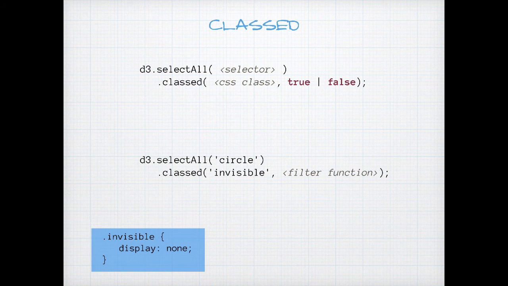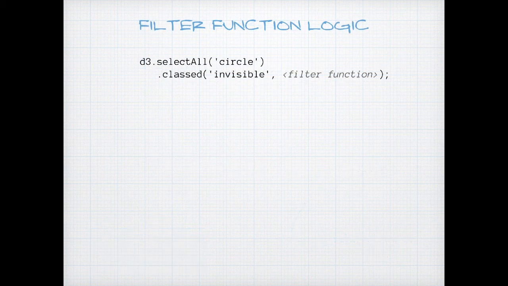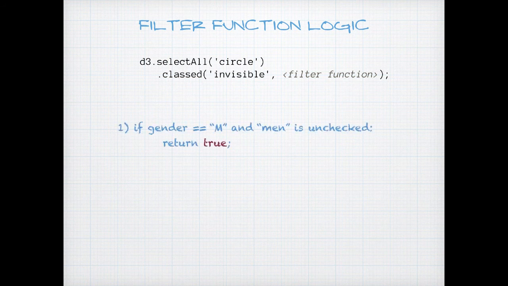Now, rather than hard coding in here true or false, what we're going to do is write a little filter function, and we will let that filter function return true or false depending on whether that circle should be invisible or visible. It will look a little bit like this. So here's a reminder. We're going to select all our circles. Should we or should we not attach the class called invisible? Well, we'll make our decisions this way.